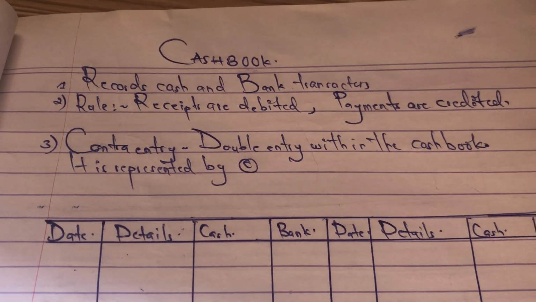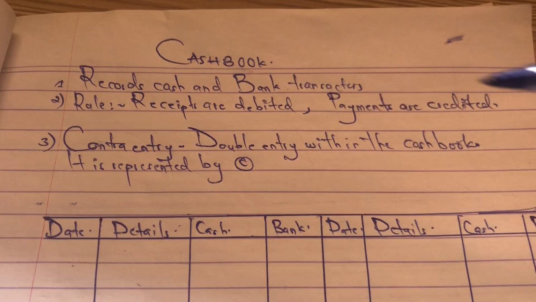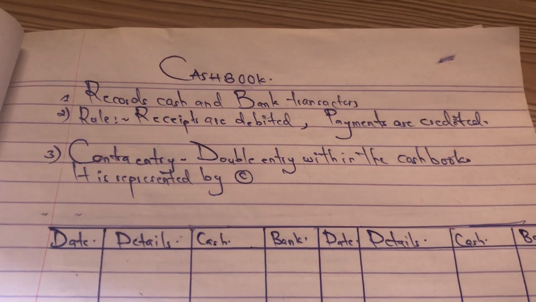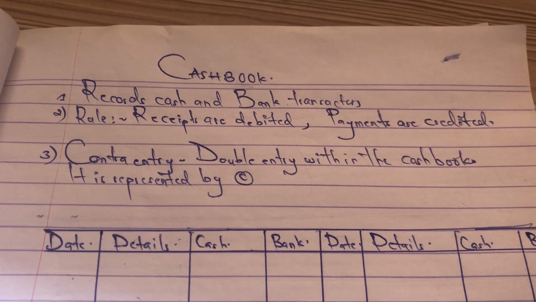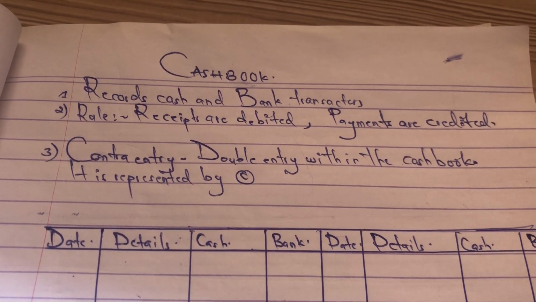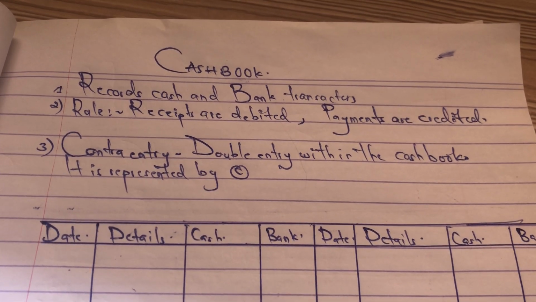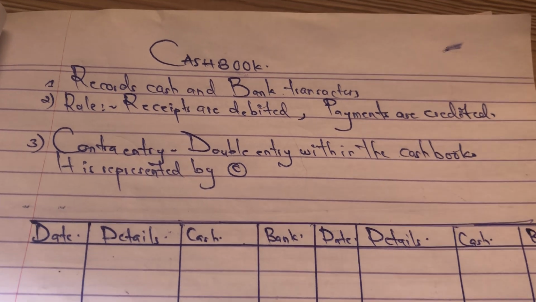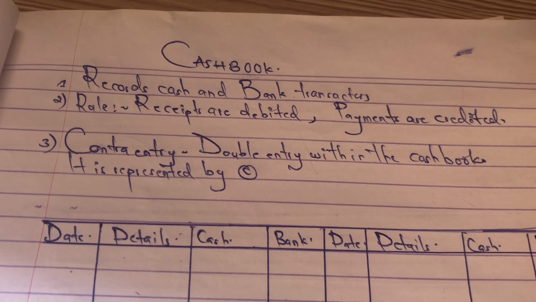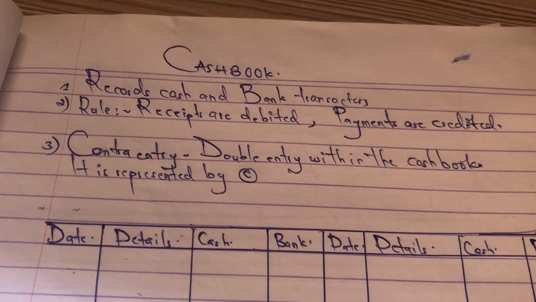What you need to know about the cash book is that it records cash and bank transactions. Even though it's called a cash book, it records both. The rule here is that receipts are debited. Receipts are the money you're actually receiving. You debit it, and payments are credited. That is the money you're going to pay out, whether by bank or by cash. By bank I mean by check or by electronic funds transfer, those EFTs. If it's paid out, you credit it.